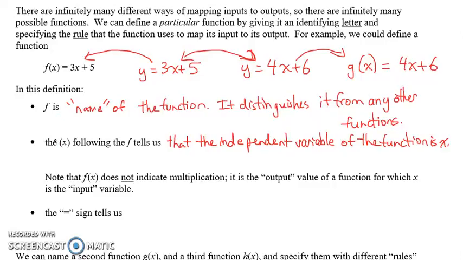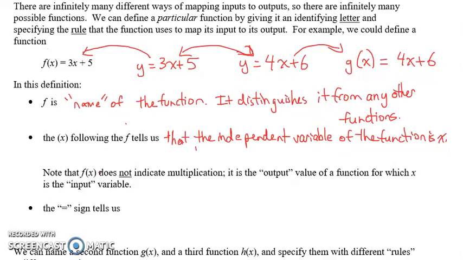Sometimes you might have a different variable if the independent variable is something like t for time or d for distance. Note that f of x does not indicate multiplication. It is the output value of a function for which x is the input variable. And lastly, the equal sign tells us that what follows is a rule. The function is used to map the input value to the output value.